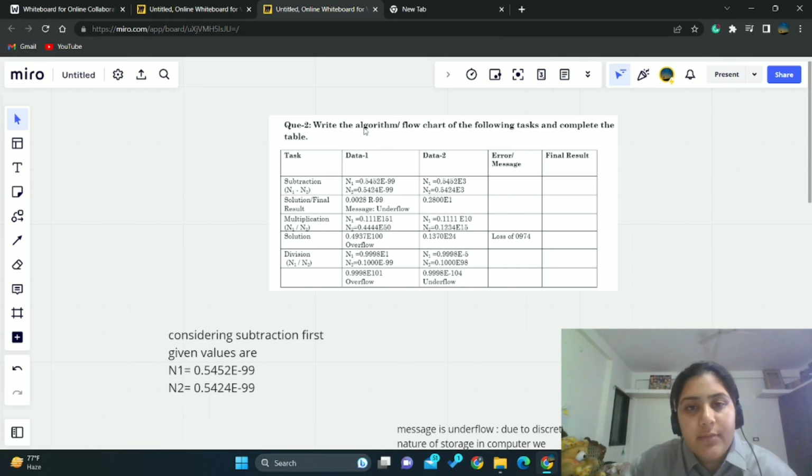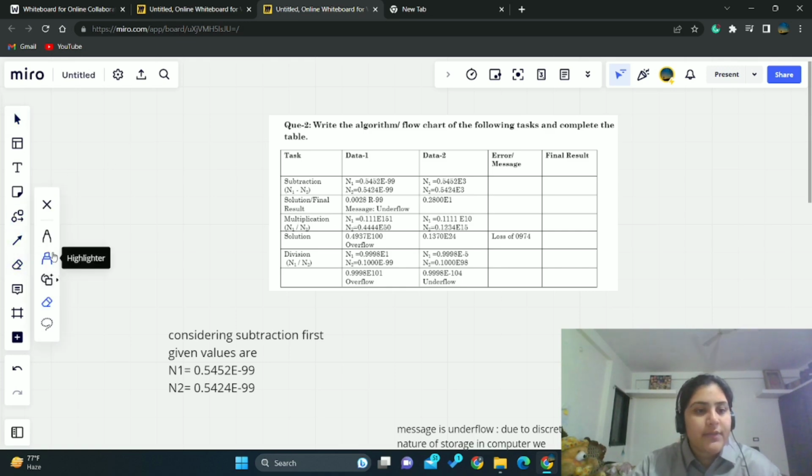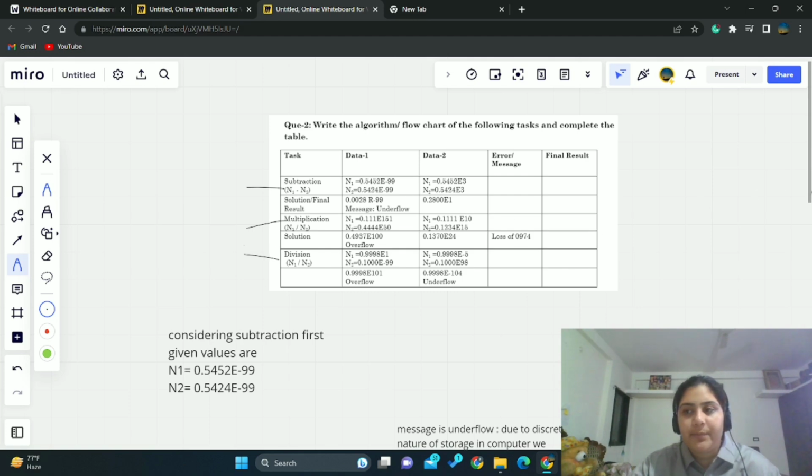Let's start question number 2. Write the algorithm of flowchart for the following task and complete the table. Here are given tables and three different operations we have to perform on this table, and we have to give the final result and the error message of the table. So let's start with the subtraction.